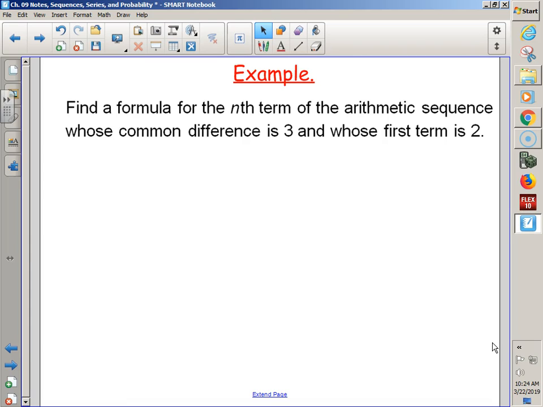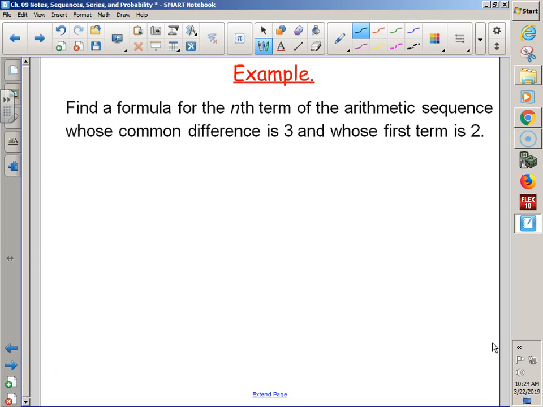What's this one say? Find a formula. Oh, this one we have to find a formula. Like it's not even just finding a term, we have to find a formula. Okay, find a formula for the nth term of the arithmetic sequence whose common difference is 3 and whose first term is 2. Well, hold on.